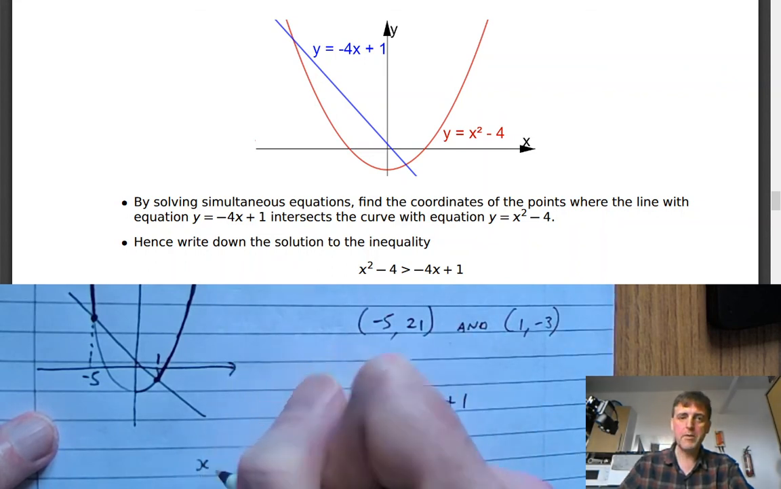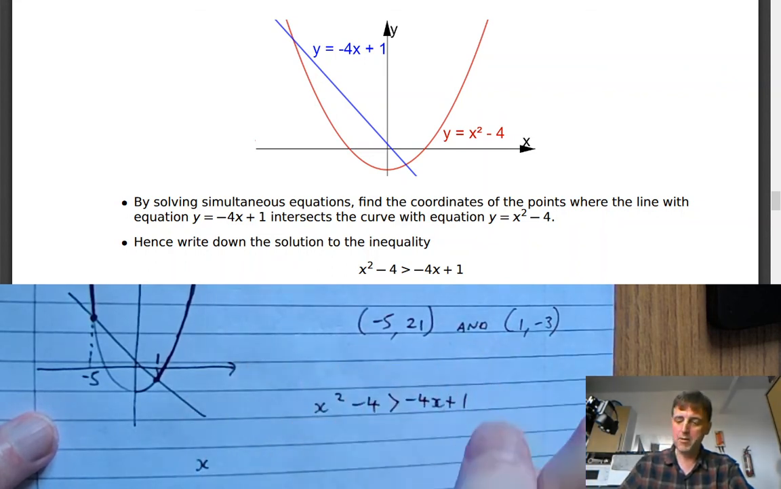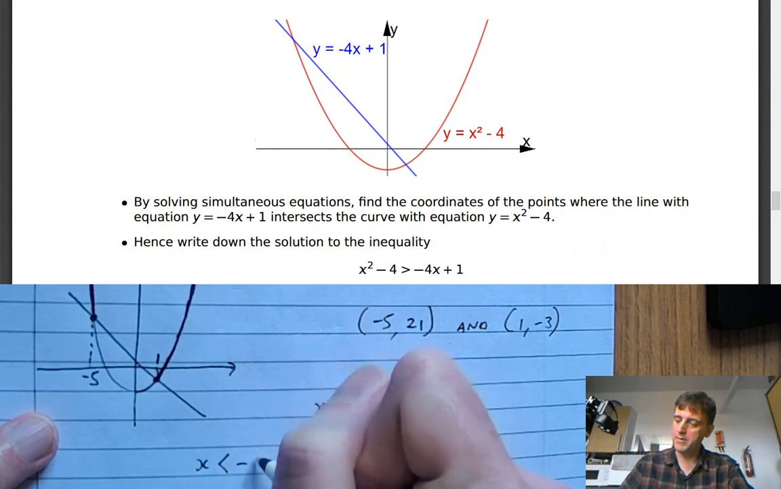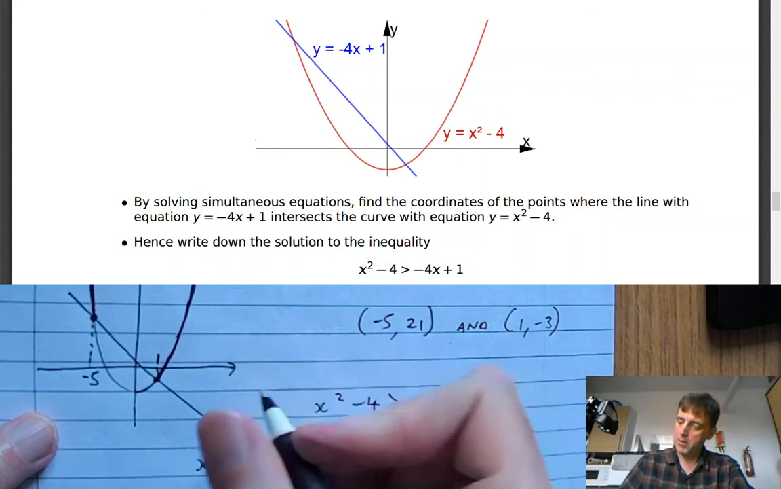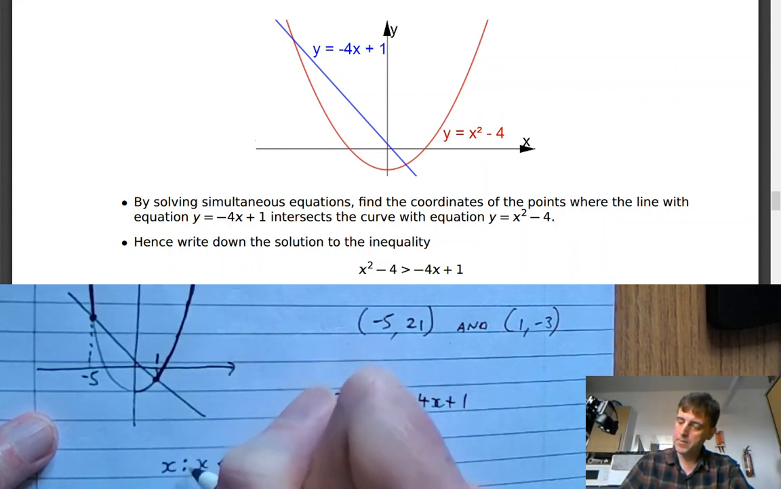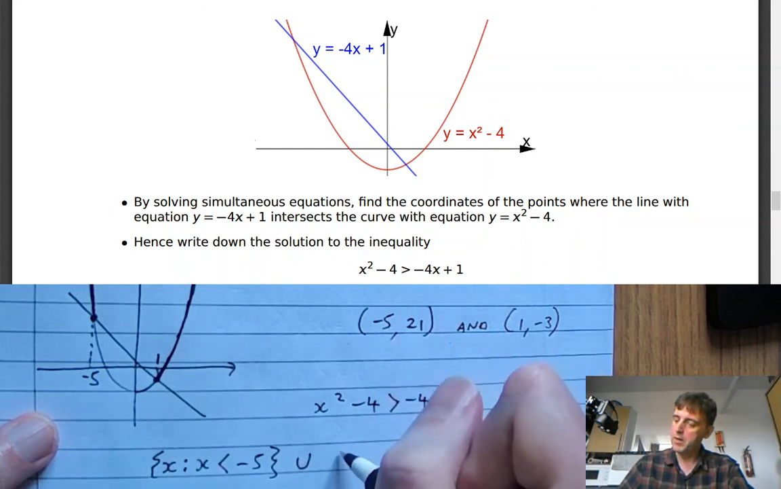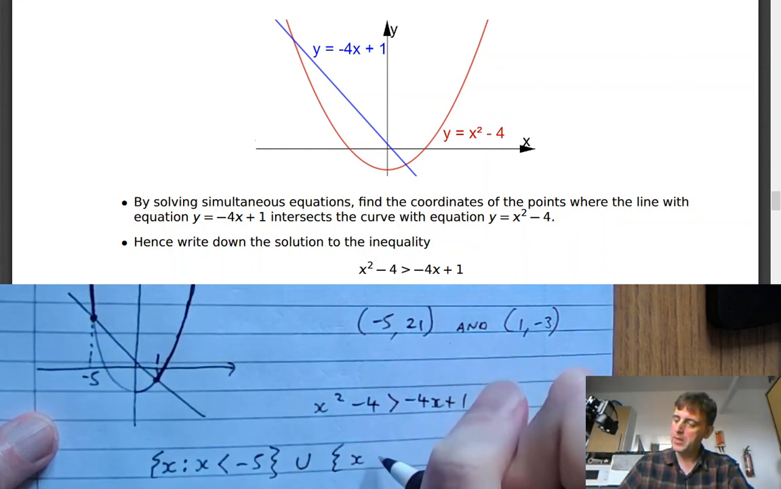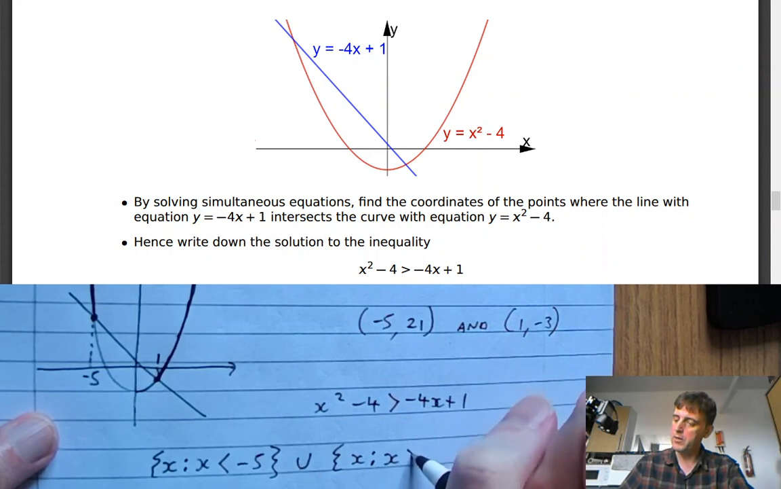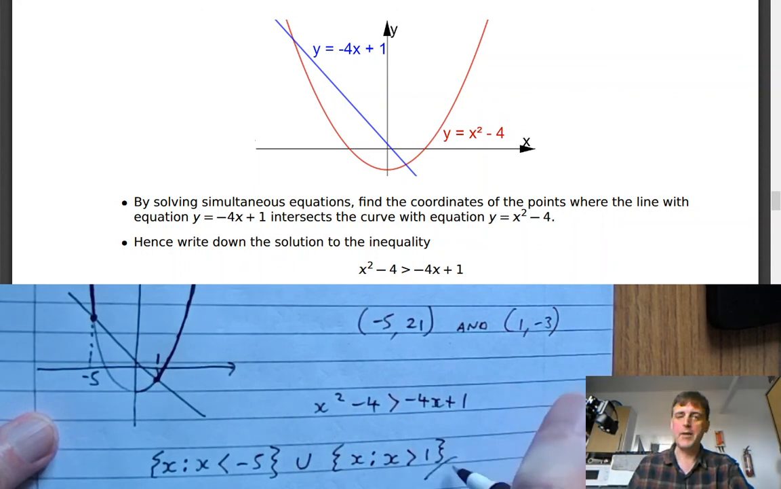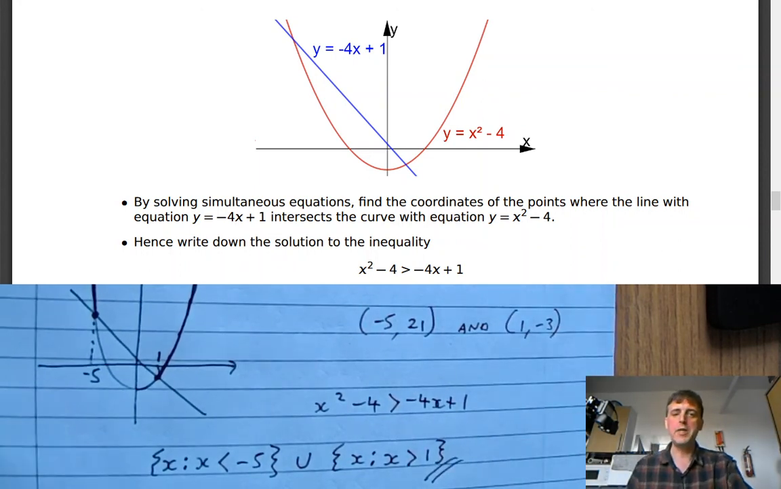We need x to be to the left of negative 5, or less than negative 5. I'm going to write that in set notation. And we want to also collect together with these values over here. So that's in union with the values of x, such that x is greater than 1. And that is my solution set to the inequality.